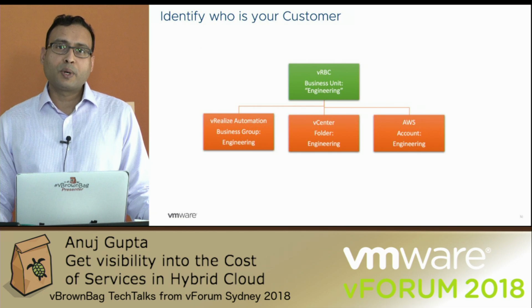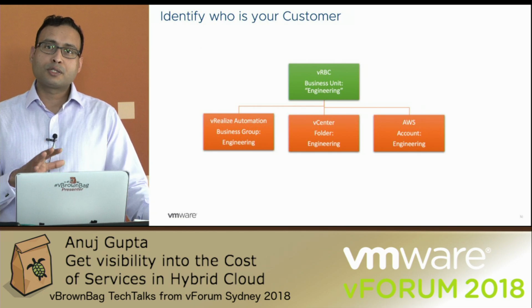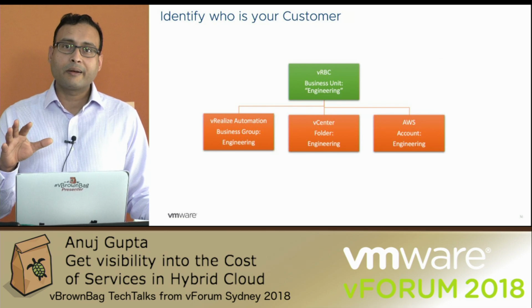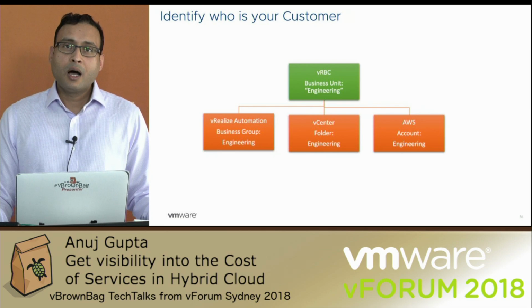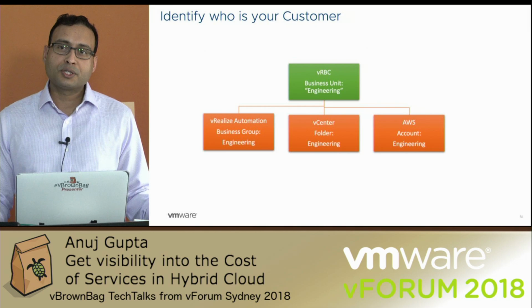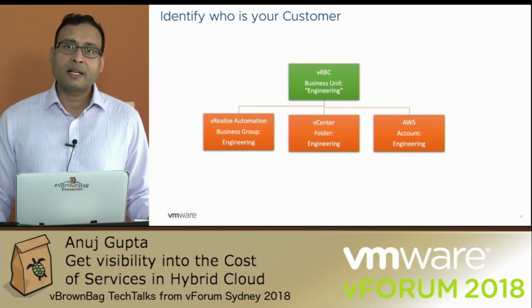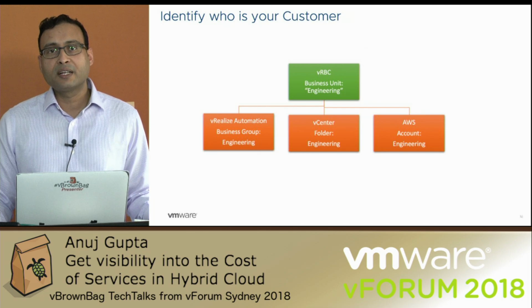Now, because this particular consumer is spread across legacy vCenter server, VRA, and public cloud, how do I group all their workloads into a single business unit so that I can show them a bill at the end of the month based on their VMs sitting at different endpoints?